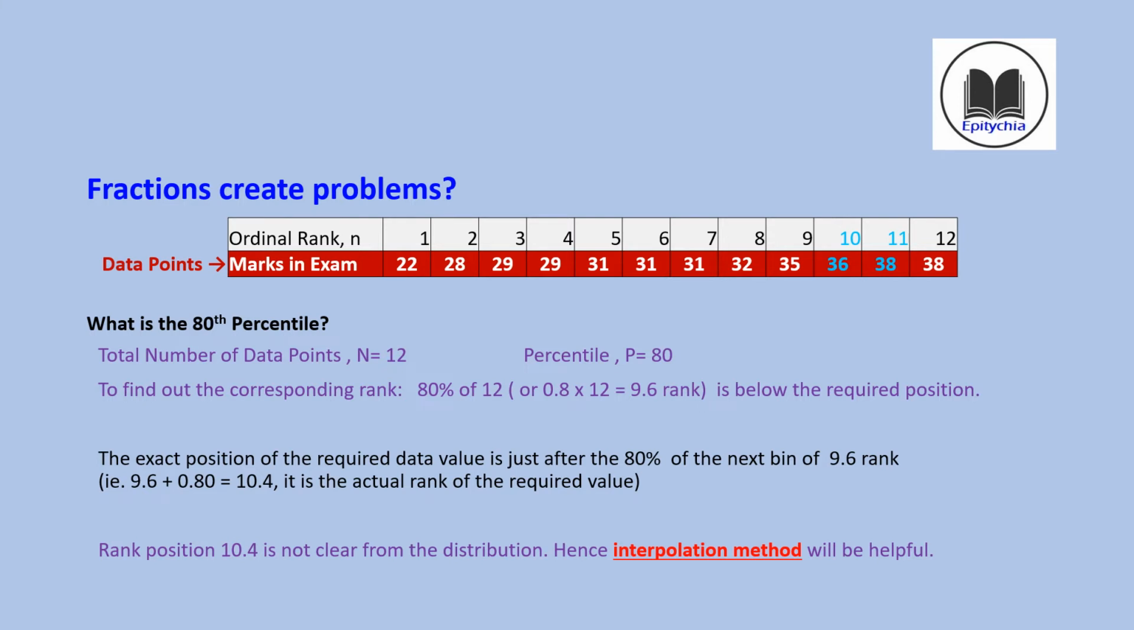While calculating percentile, most of the time fractions will come. Then it will not be as easy as in the earlier cases. See this case of total 12 data points. For 80th percentile, 80% of the data is to be identified. Do 0.8 into 12 equals 9.6. It is the rank for the limit. That means the required data point is in the bin next above this rank of 9.6. The bin is only identified now. The exact position we have to find out within that bin. For this purpose, we have to do the interpolation method.